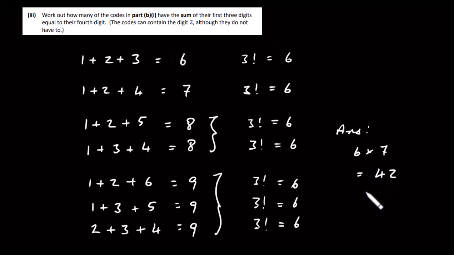So there are 42 codes that have the sum of their first 3 digits equal to the 4th digit. So that's it there. And that's it for this question and this paper and this exam.